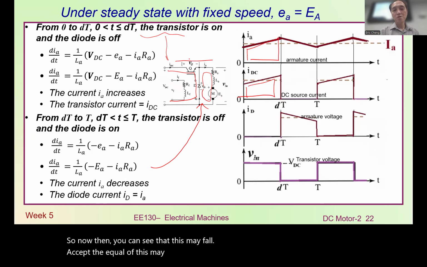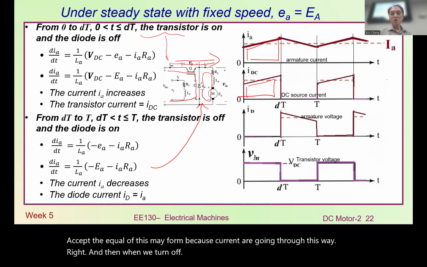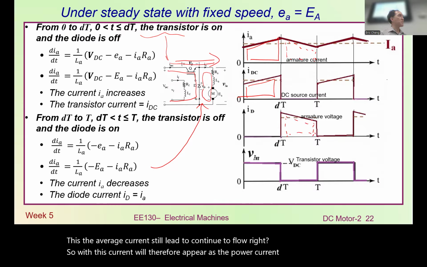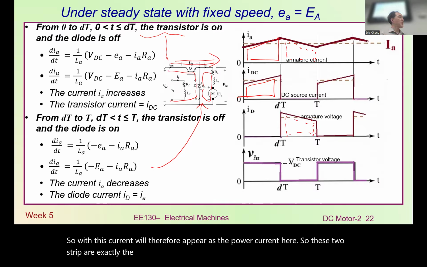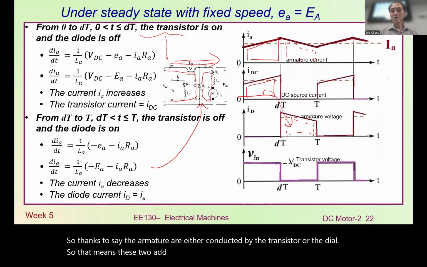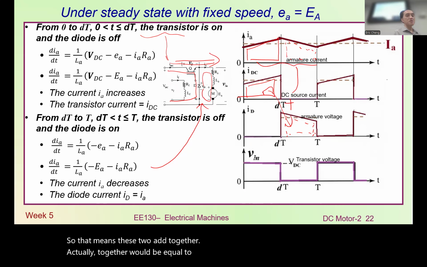Yes, because the current is going through this way, right? And then when we turn off this, the armature current still needs to continue to flow, right? So this current will therefore appear as the diode current in here. So these two shapes are exactly the same. That's to say the armature current is conducted either by the transistor or the diode. So that means these two added together will be equal to this current. That's what I'm trying to say here.